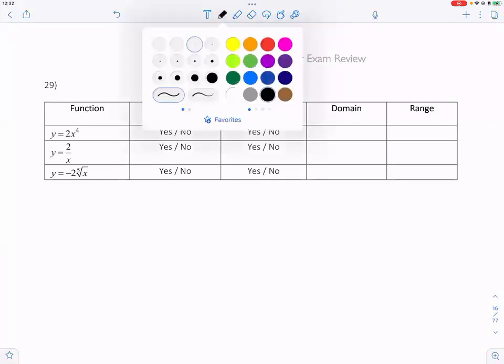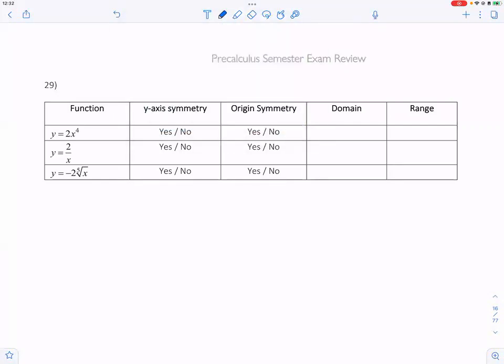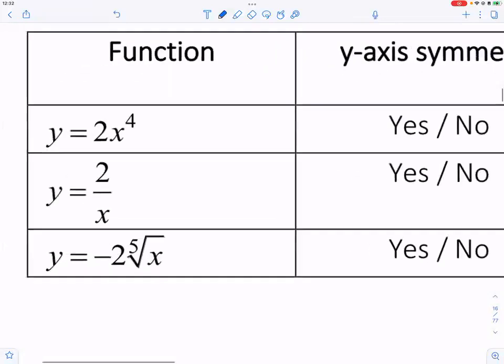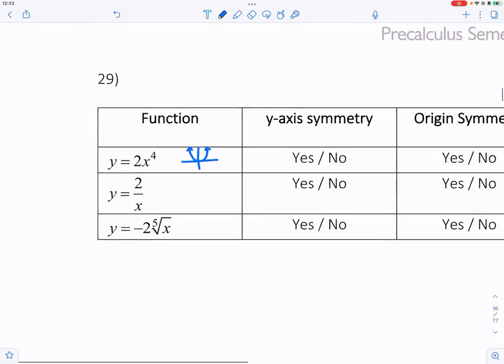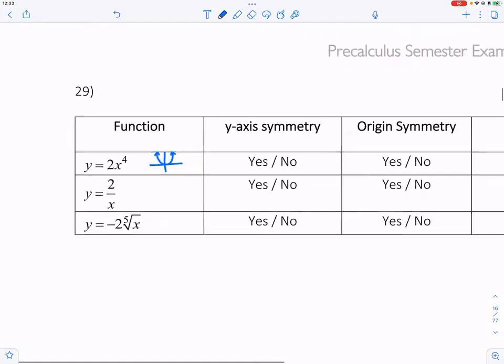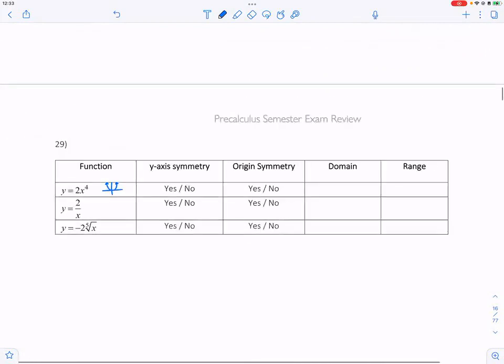So first, let's look at the domain and range for each function. For the first one, it's x to the 4th power. If you think about the graph, it's going to be like this. It's very similar to a quadratic, with the only exception that right around the vertex it's a little bit flatter. And if you know how to sketch it, you can also tell that it's a y-axis symmetry and not an origin symmetry.